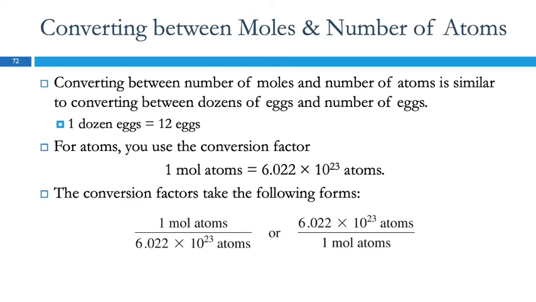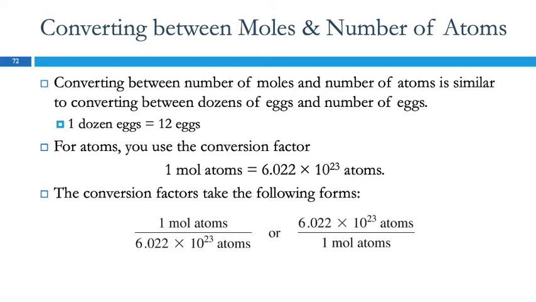So we can convert between moles and numbers of atoms, and it's the same as converting between number of eggs and dozens of eggs. This is dimensional analysis. If you're doing it with eggs, 1 dozen eggs is equal to 12 eggs. For atoms, you're going to use this conversion factor: 1 mole is 6.022 times 10 to the 23rd atoms.